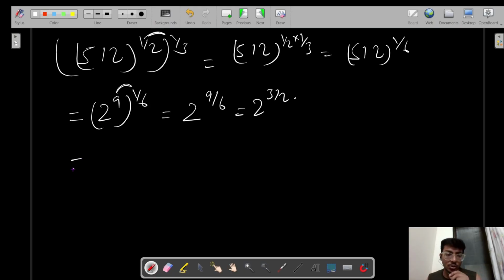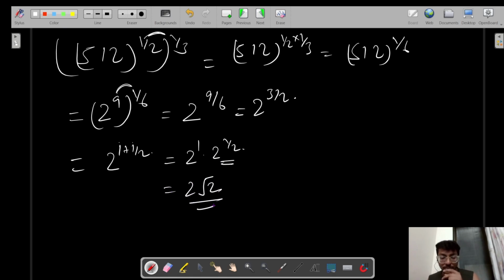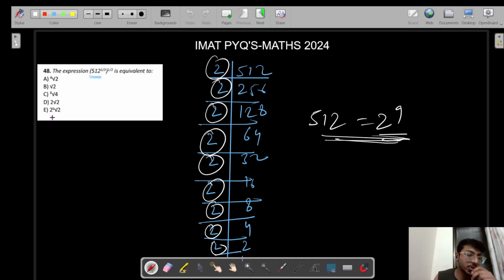That's fine, right? So this 3 by 2 is nothing but 1 plus half, and then these two numbers will get split out. So this is equal to 2 to the power 1 times 2 to the power half, and 2 to the power half is nothing but root 2. So it is 2 root 2. Let's get back to the question and find which option is correct. Option D says that 512 raised to the power 1 by 3, raised to the power half, is equivalent to 2 root 2, and our option D is absolutely correct. So this is how we will solve this question.